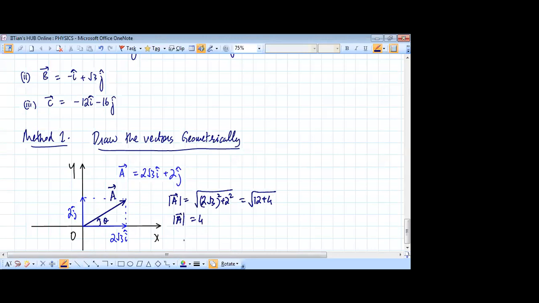And you can see that theta would be tan inverse of this side, which is 2, divided by the base, which is 2 root 3. That's tan inverse of 1 by root 3 in quadrant 1. So that would be 30 degrees. So that becomes the solution for the vector.